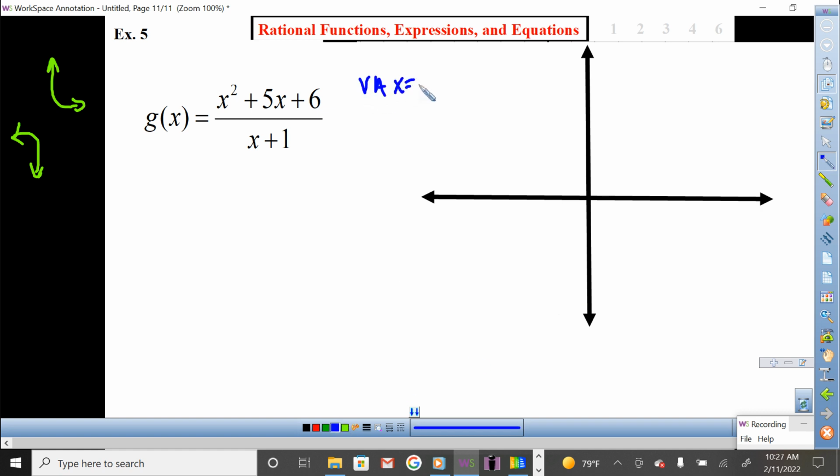VA, x equals to what? Let's see, Zachary. -1. That is correct, because if I was to set this equal to 0, -1. Are we there so far? All right, so pay attention. You'll copy at the end. Here it goes. Watch.